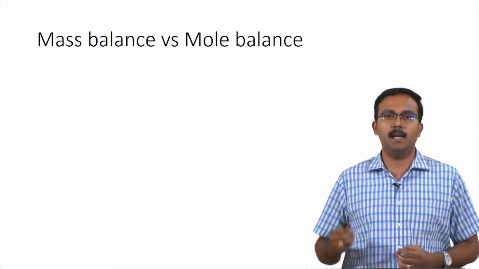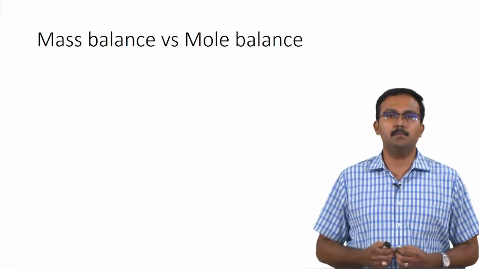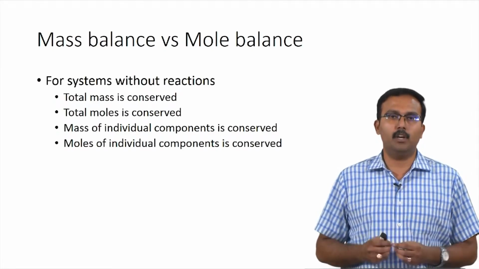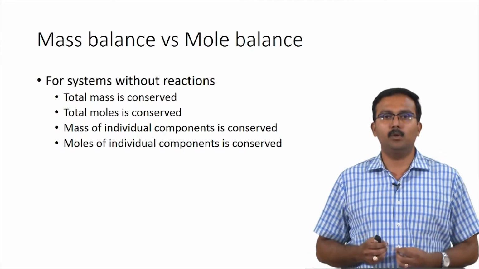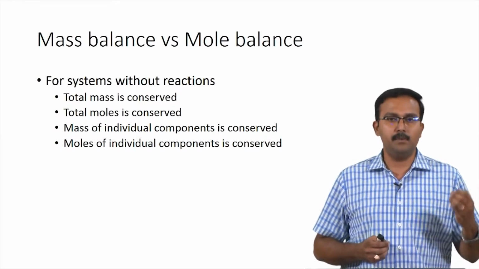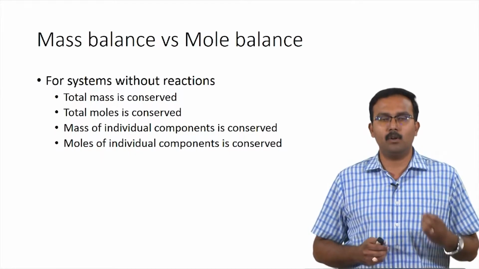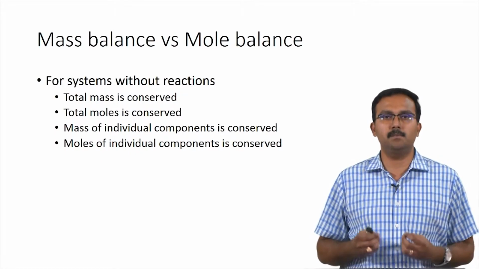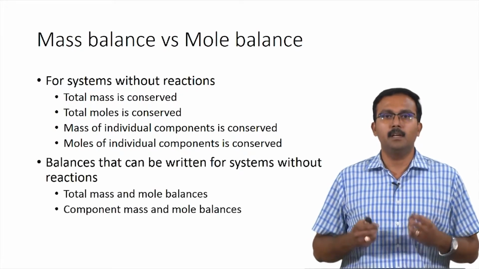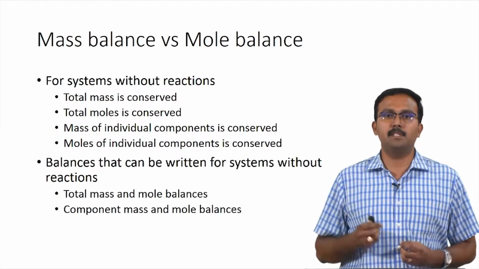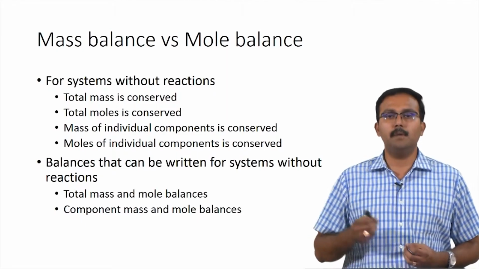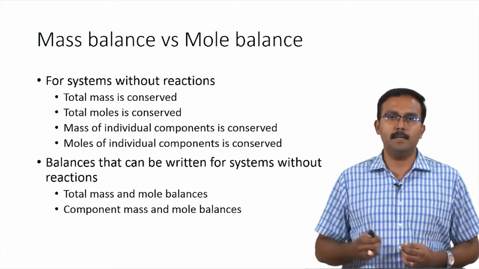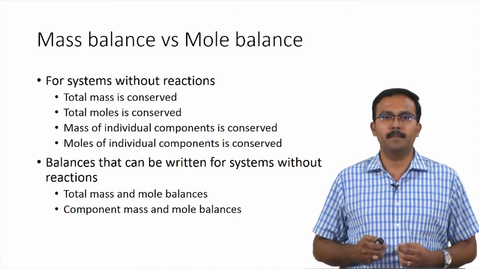Do we write a mass balance or a mole balance, and for what systems these would be valid? For systems without reactions, it does not matter. Both total mass and total moles are conserved. Mass of individual components and moles of individual components are also conserved. This is because there are no reactions happening and generation and consumption terms are going to 0. Balances which you can write for systems without reactions would be total mass and total mole balance, and similarly for component balances also you can write them in terms of masses and moles.